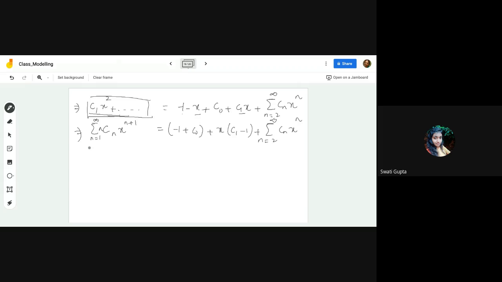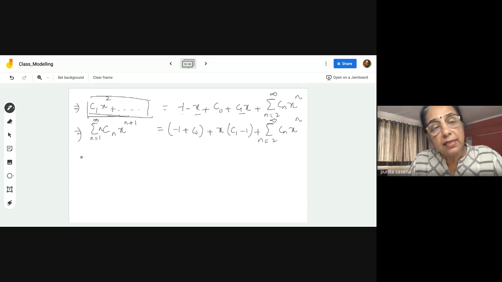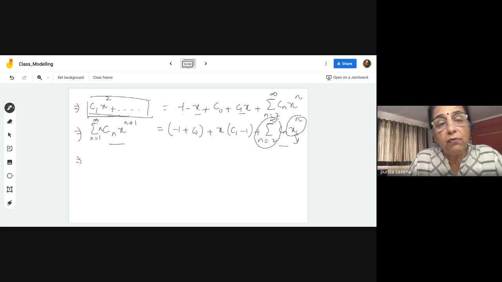Now, as I was saying in the beginning, we have to combine these two summations. Whether you look at it from this perspective or that perspective, you get the same thing. The best thing is to keep in mind that I want x to the power n here. So if I want x to the power n here, I want to change this n plus 1, which means I want to change my n to n minus 1.